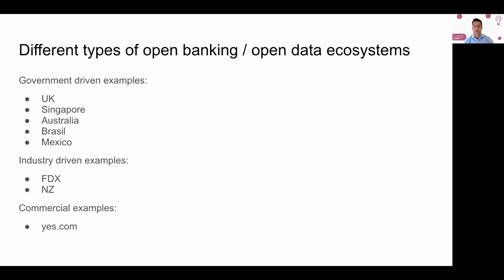Open banking is usually driven by the government. There are a few examples of industry-driven or commercial ecosystems. Most countries focus on the banking sector only. Some countries like Australia, with consumer data right, are trying to extend it to other sectors like energy or telecommunications.